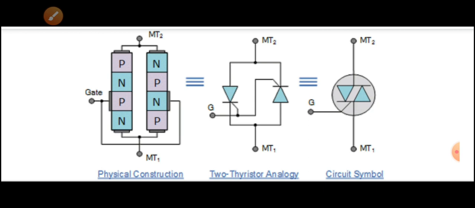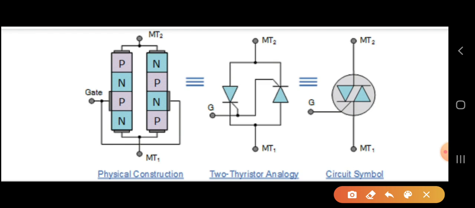Now, how the symbol of the TRIAC looks, we have shown here in the diagram. I want to show you this. This is the symbol of the TRIAC. Here also we have two SCRs oppositely connected, and it has 3 terminals. So here MT1 and MT2, and this is a gate. MT1 is main terminal 1, and MT2 is main terminal 2, and this is a gate.